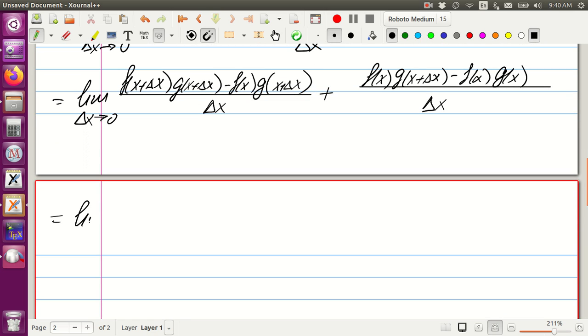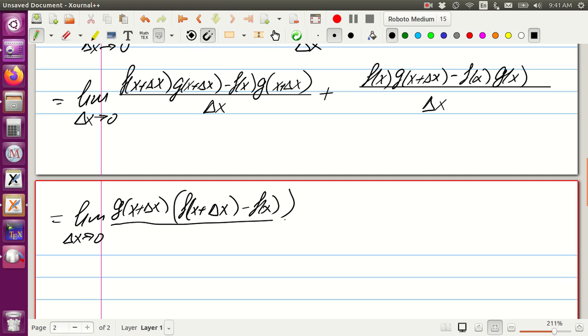So we're going to get the limit of the first expression. But while I'm doing this, I can also look carefully into this expression over here and notice that g of x plus delta x is a common factor. So I'm going to factor it out. I'm left with this expression, which is f of x plus delta x minus f of x divided by delta x, plus the limit as delta x goes to 0.